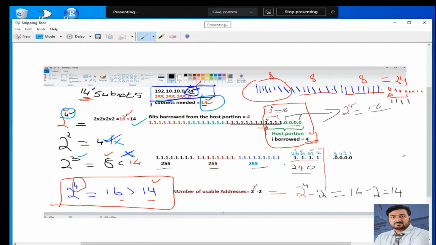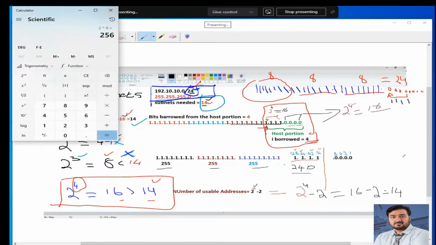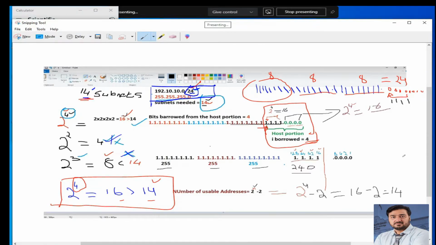If you add all these values, how much does it become? Last time we already discussed this, but I'm just going to repeat. If you add 128 plus 64 plus 32 plus 16, it is 240. So your subnet mask becomes 240, because these are the values you need to add.